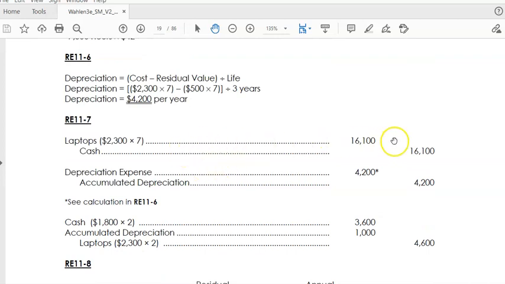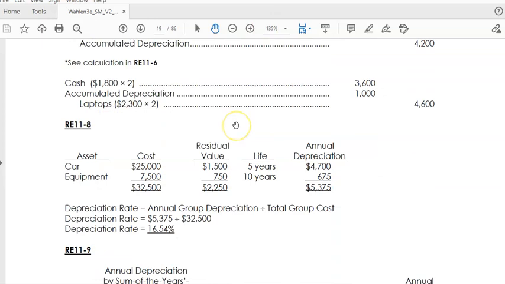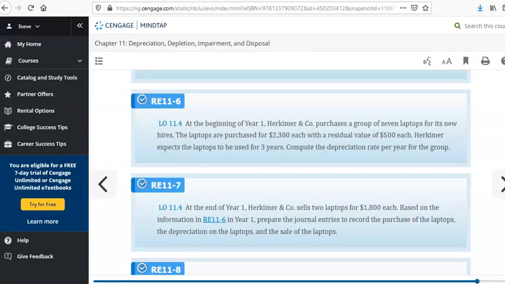We buy the 7 laptops at $2,300, debit laptop, credit cash. We then depreciate them for that first year, which we computed up here at 11-6. And then we're going to sell 2 of them. So when we're selling them, we sell 2 for $1,800 each, debit cash $3,600. Credit laptops for their cost, the $2,300 each, and then the depreciation on them at this point was $1,000 each, or $1,000 in total, I should say. And then let me just put 11-8 on the screen here. We'll go back and talk about it, and we'll come back.